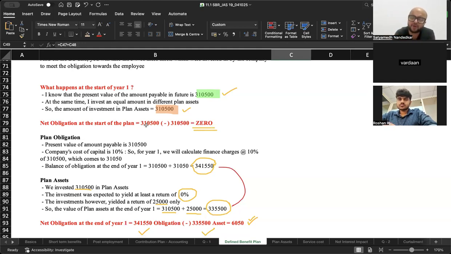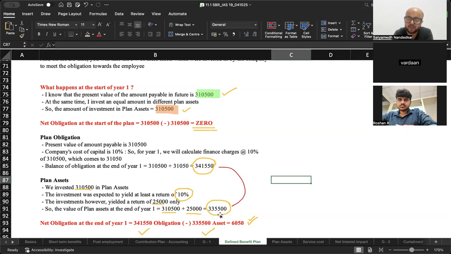While you recorded PV of obligation at 3,10,500, the company's cost of capital was 10%. So you had to record finance charges of 31050. The value of the obligation at the end of the year became 341,550. ठीक है. We invested 3,10,500 in plan assets. It earned a return of how much? It was expected to yield a 10% return, but maybe the market conditions were different, so you earned a return of 25,000. So what is the value of plan assets fair value?